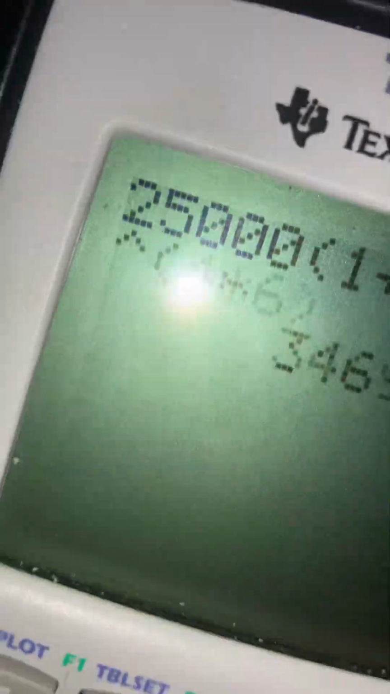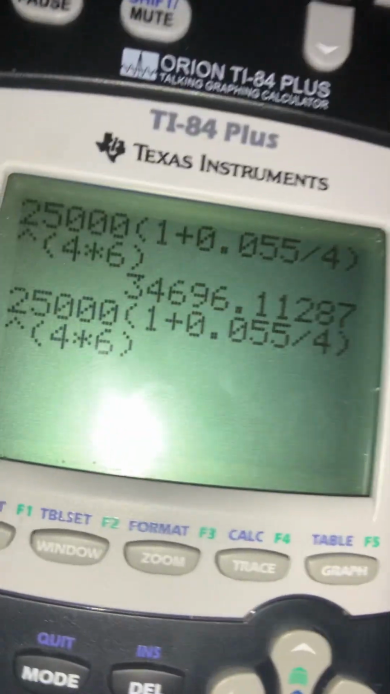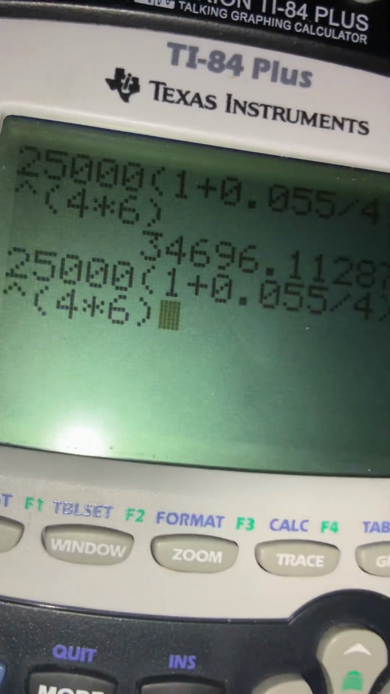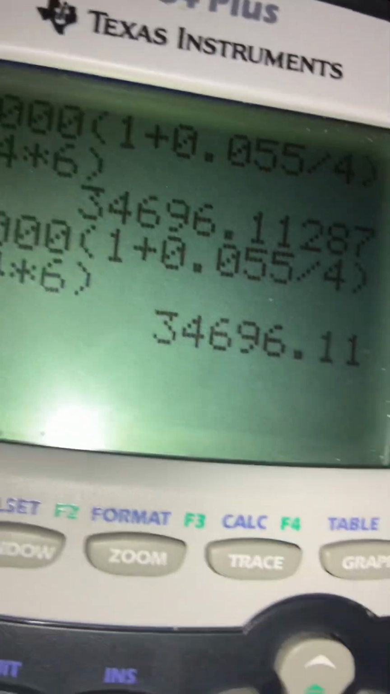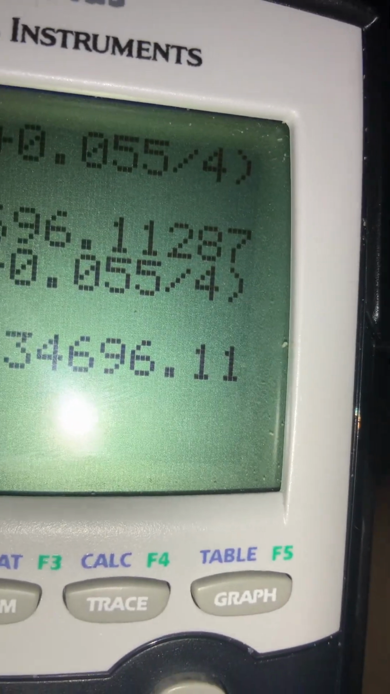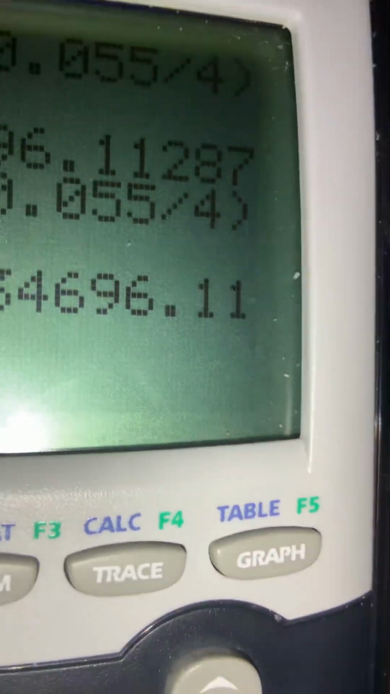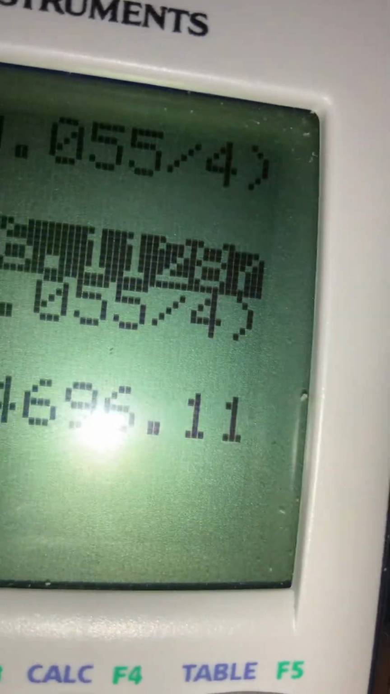Now, if I go back to, if I reselect my expression, 25,000 open parenthesis, 1 plus 0.055 divided by 4, and so on, I get 34,696.11. Now see, it rounds it to the nearest cent. So your correct answer for this would be $34,696.11. So that's how you multiply things inside the exponent.